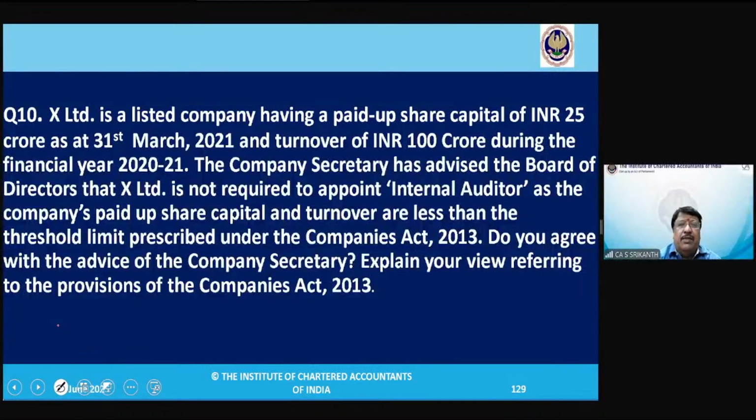X Limited, a listed company having a paid up share capital of INR 25 crore and turnover of 100 crore. The company secretary has advised the board that X Limited is not required to appoint internal auditor, as the company's paid up share capital and turnover are less than the threshold limit. Do you agree with the advice of the company secretary?